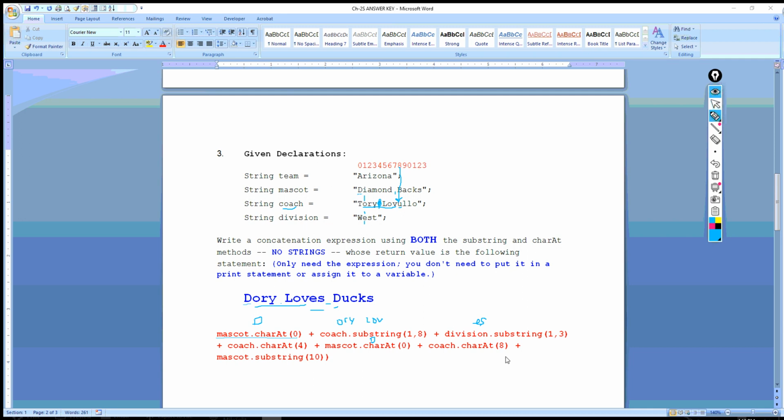All right, and so then the last one is the CKS, and that happens to be at the very end of the mascot value, and so we are going to do the mascot.substring, and then we're going to pick 10, and that's it, because that means it's going to do the substring from position 10 all the way to the end, which takes care of your C and K and S. All right, that's that one.